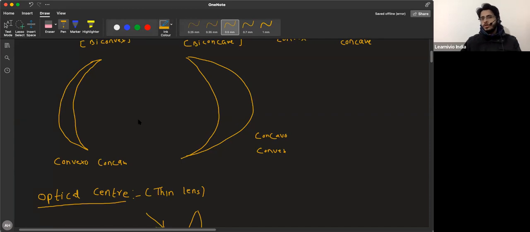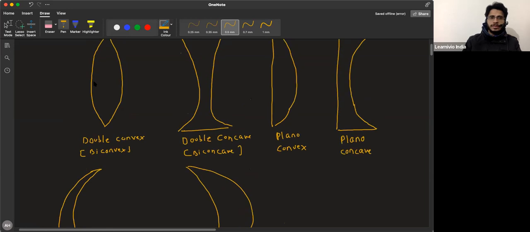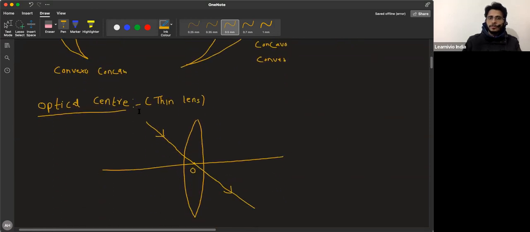Okay, from now onwards, whatever we do will be for a thin lens. All theories we will do for a thin lens. So a thin lens means a lens whose thickness is very, very small. This thickness is negligible. It is so small that end 1 and end 2 are very, very close. There is no difference between end 1 and end 2. Thin lens.